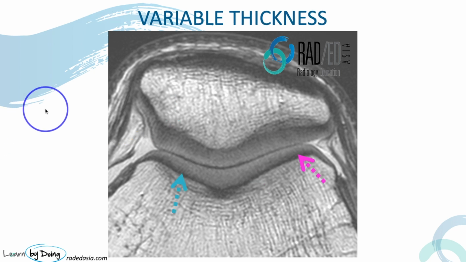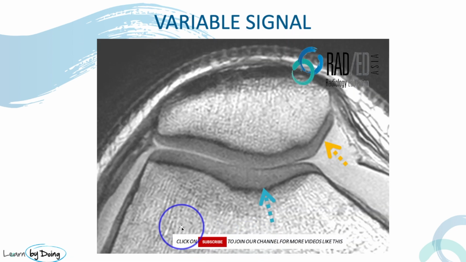The thickness of these layers is variable. If we look at the trochlear cartilage, the deeper layer here, which is dark, is relatively thinner than on the other facets. So it's not a uniform thickness. Additionally, the signal can be variable. So if we look at the superficial layer here, it's quite black, but if we look at the other facet, it's not so black. Okay, so again, this is a normal appearance.